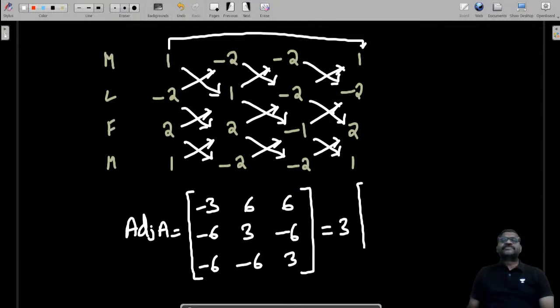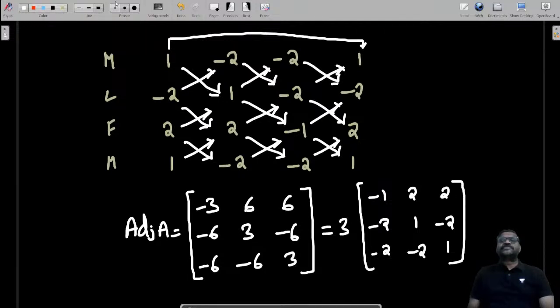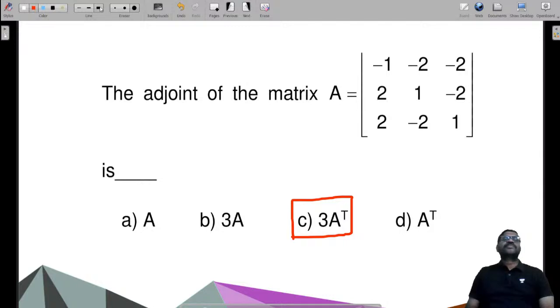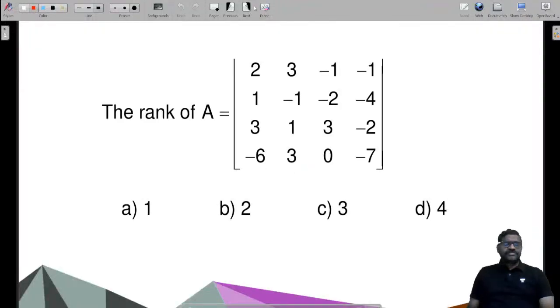Take 3 common. Minus 1 minus 2 minus 2, 2 1 minus 2, 2 minus 2 1. That is 3 into A transpose. So the correct answer is 3 into A transpose. Yes, Krishna, very good. 3 into A transpose.